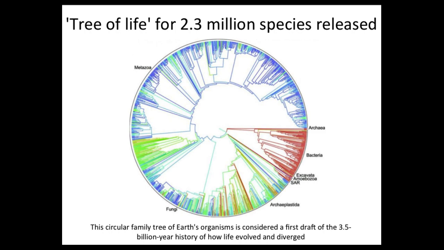This is a current research piece that I found, and just recently, scientists created a tree of life for 2.3 million species, and it's so big that we have to represent it in this circular pattern. This circular family tree of the Earth's organisms is considered the first draft in history of the 3.5 billion year history of how life evolved and diverged on our planet.